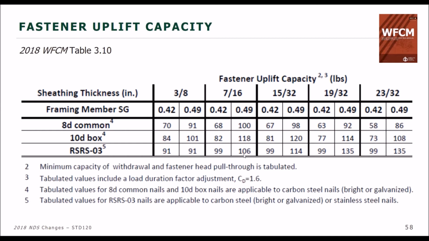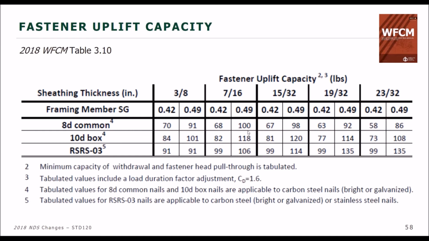And you come down here for that ring shank nail, it's about 106 pounds. I think with Doug Fir, you actually get 107 pounds if you apply the load duration factor of 1.6, which is what's incorporated in this table for wind design in the Wood Frame Construction Manual. So this gives you a little bit of a sense of the difference in capacities between 8-penny common, 10-penny common, and these roof sheathing ring shank nails.